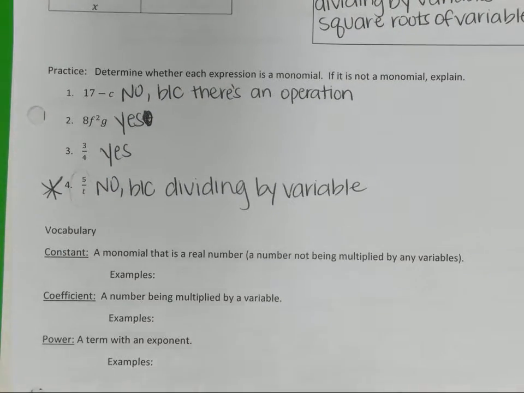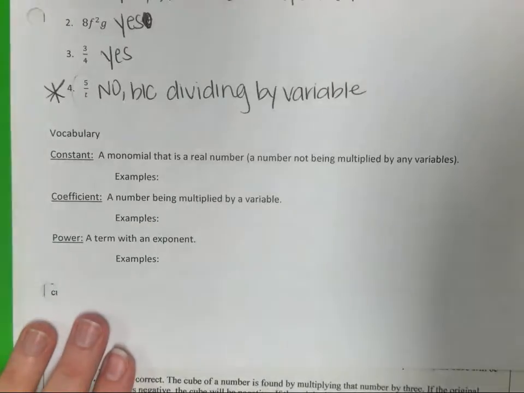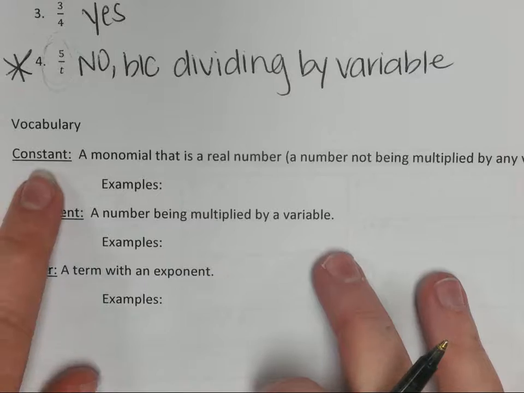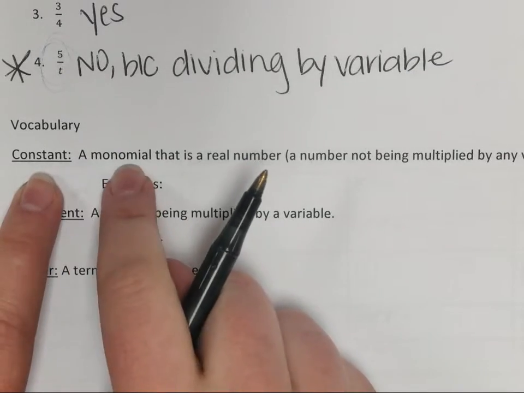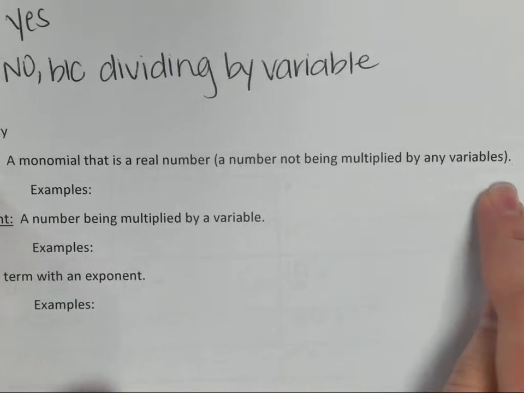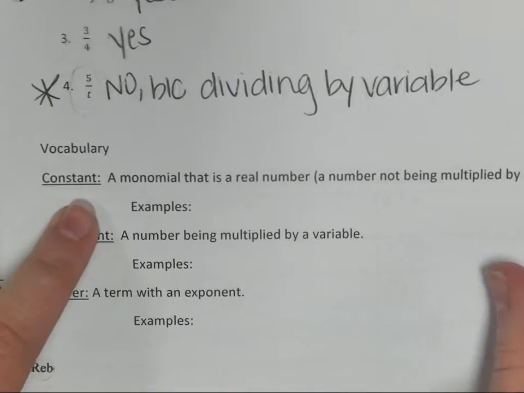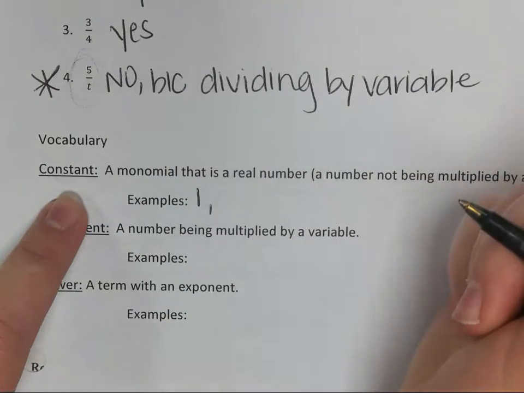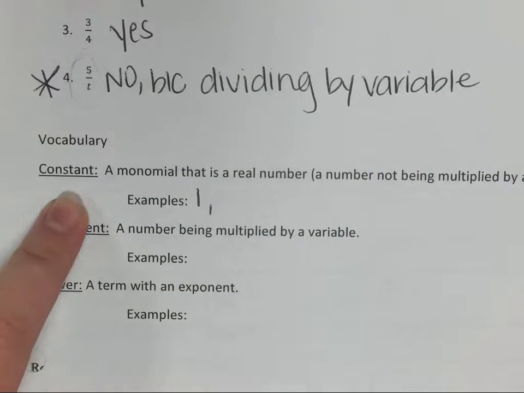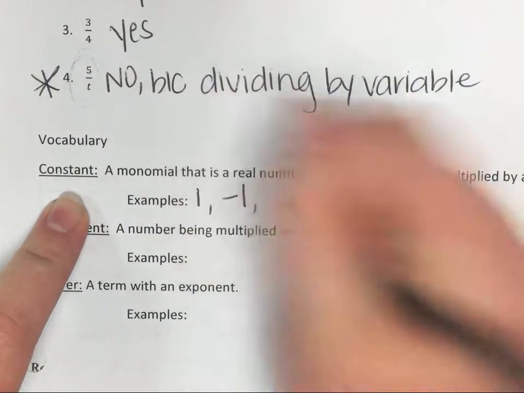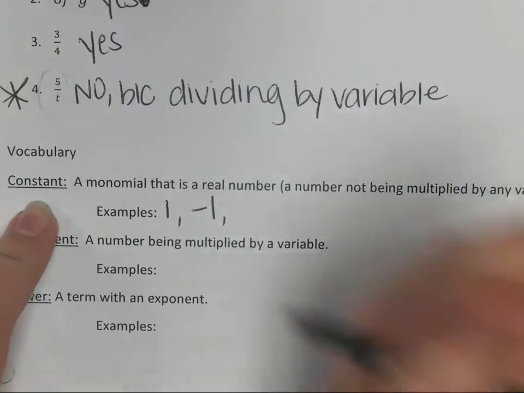All right, so we have some vocabulary. Pretty much all of it you should have already known, okay? A constant is a monomial that is a real number, a number that's not being multiplied by any variable. So what are some examples of a constant? 1. It can include positive numbers. It can also include negative numbers, so it could be -1. Can it include 0? Yeah.